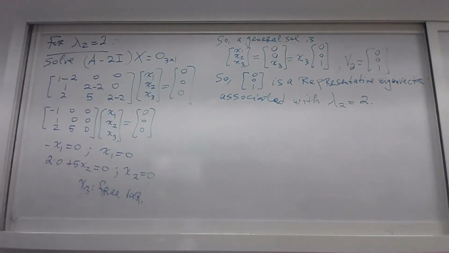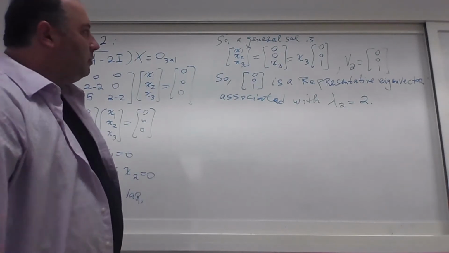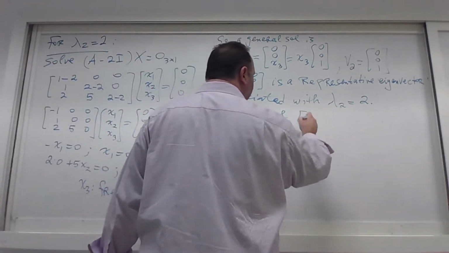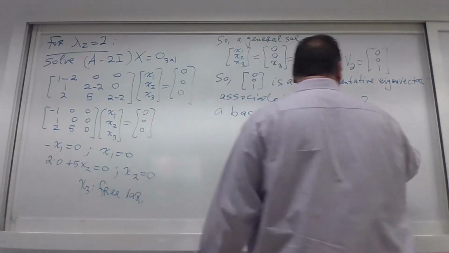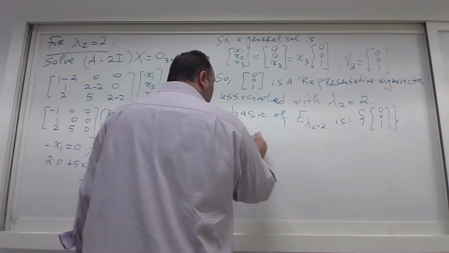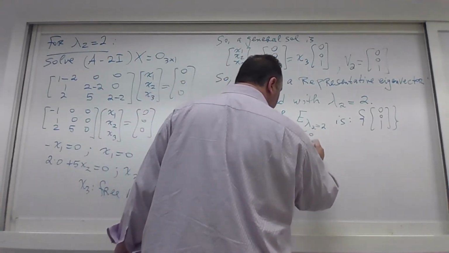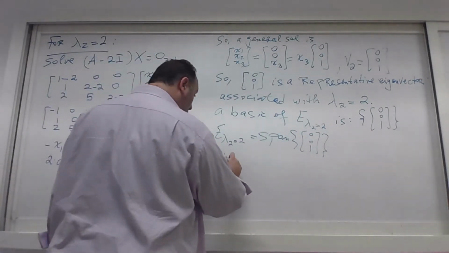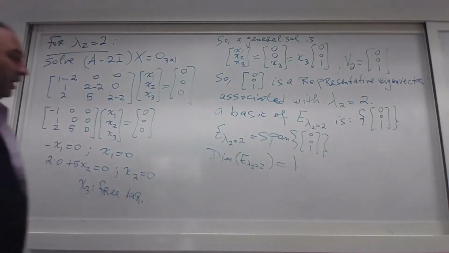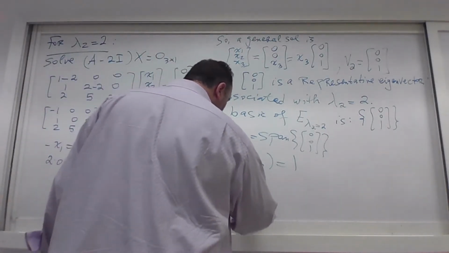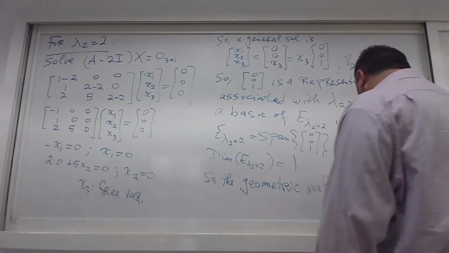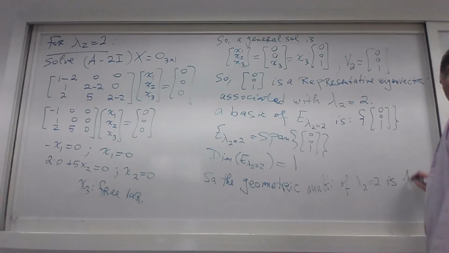Okay, so that was a representative eigenvector, so it's one among the gazillion that is associated. So a basis of the eigenspace is the vector 0, 0, 1, and the eigenspace itself is just the span of the vector 0, 0, 1, so the dimension is 1. What does it mean? It means that the geometric multiplicity of the eigenvalue 2 is 1.